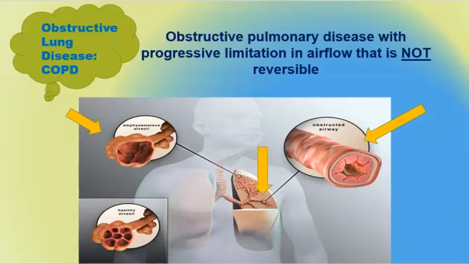Restrictive lung disease is actually difficulty filling the lungs with air during inhalation. So you have a decrease in the total volume of air that the lungs are able to hold due to decreased elasticity of the lungs. Okay, let's just work through this a little bit.